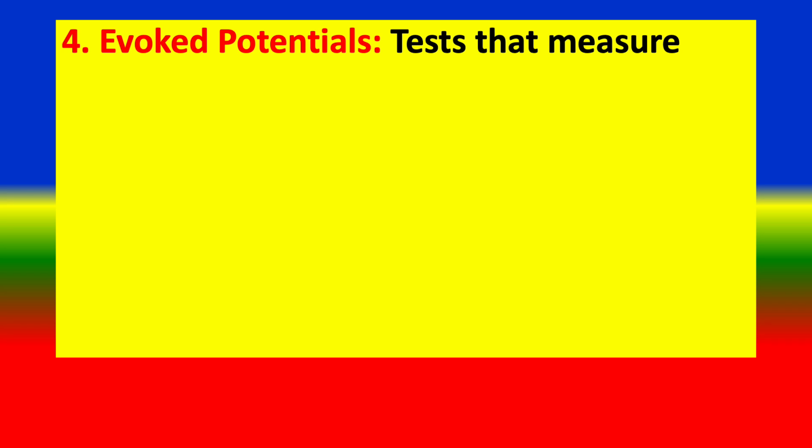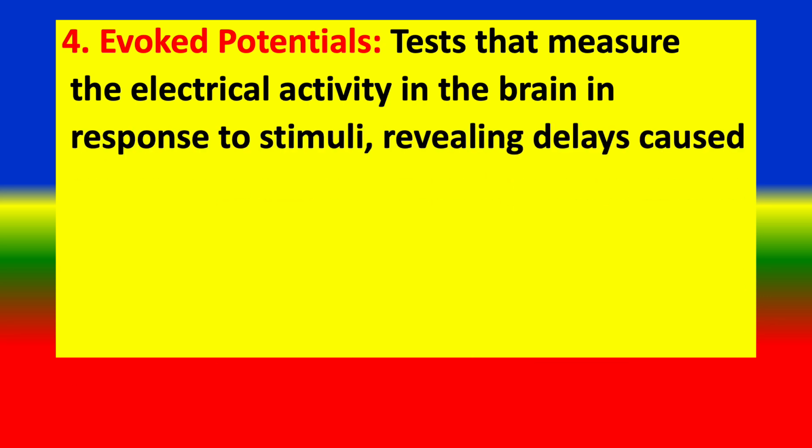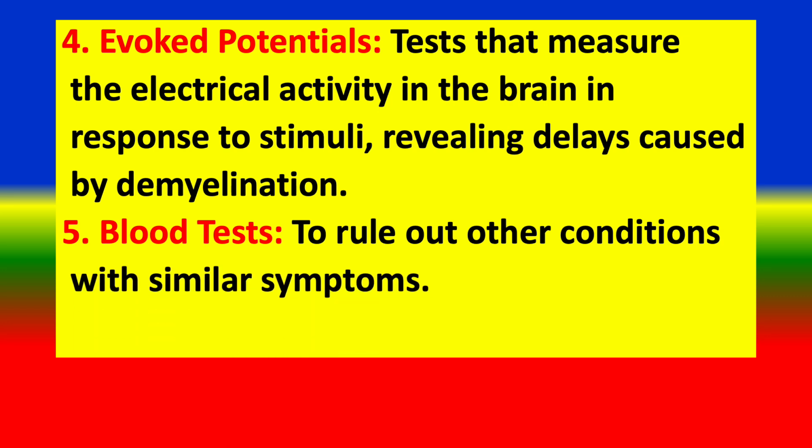4. Evoked potentials, tests that measure the electrical activity in the brain in response to stimuli, revealing delays caused by demyelination. 5. Blood tests to rule out other conditions with similar symptoms.